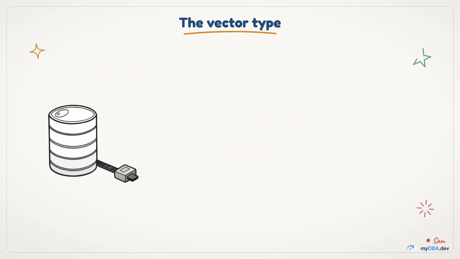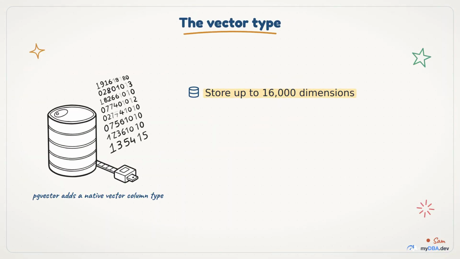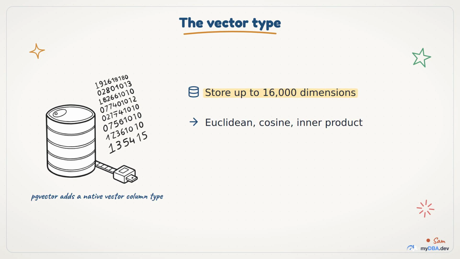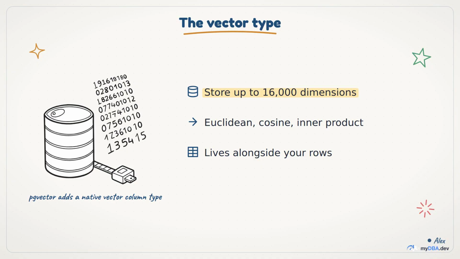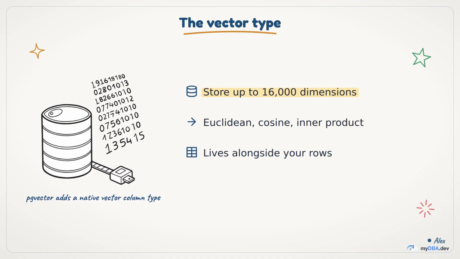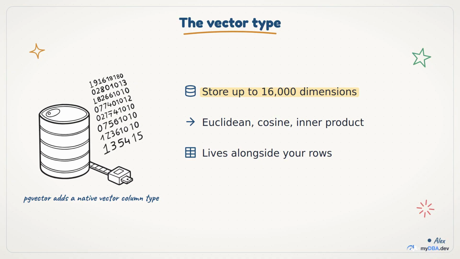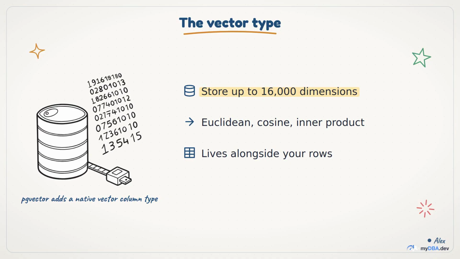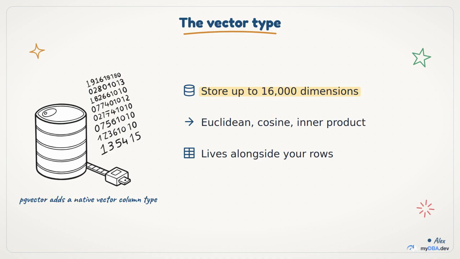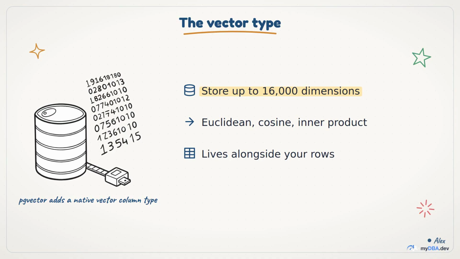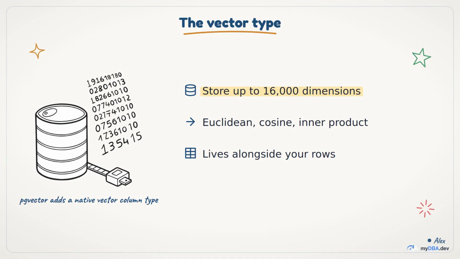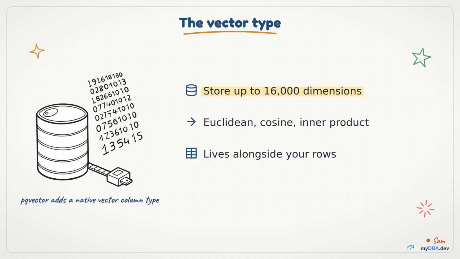So pgvector gives you a vector column type. You can store embeddings directly in your table, up to 16,000 dimensions. Right. It handles cosine distance, L2, inner product, all the standard metrics. And those vectors sit in the same row as your metadata. No separate service, no joins across systems. That's exactly why we're interested. Embedding search filtered by user ID or timestamp, it's just a where clause.